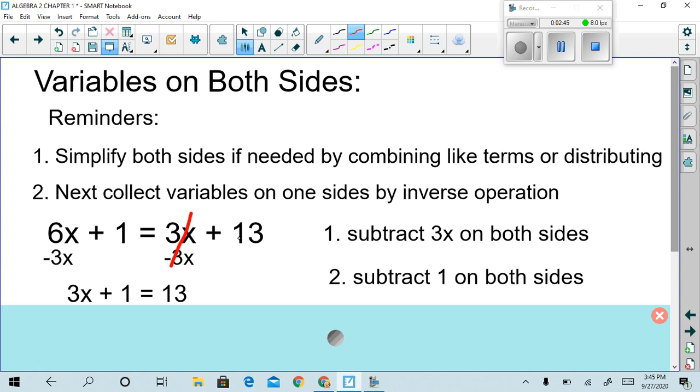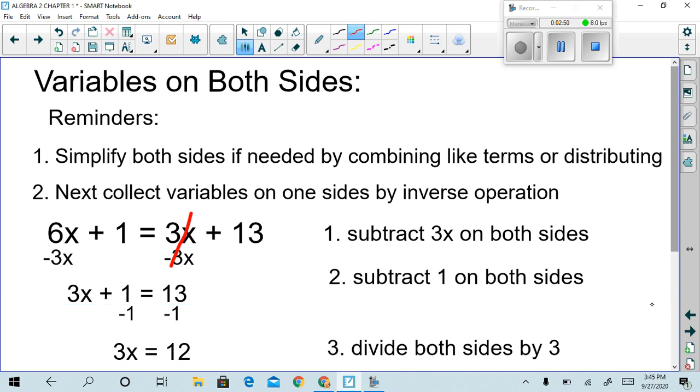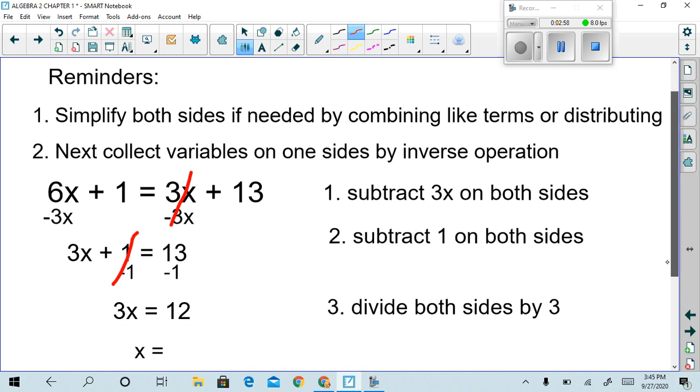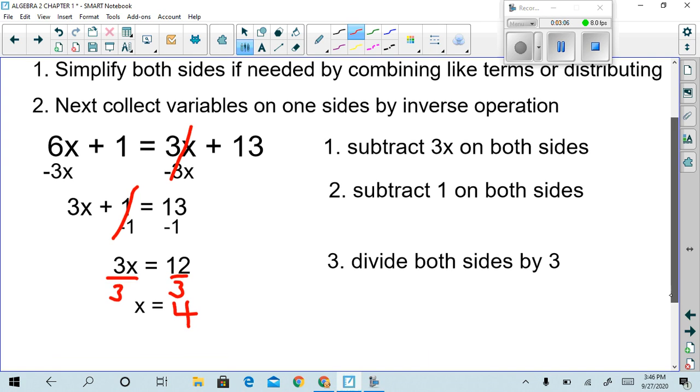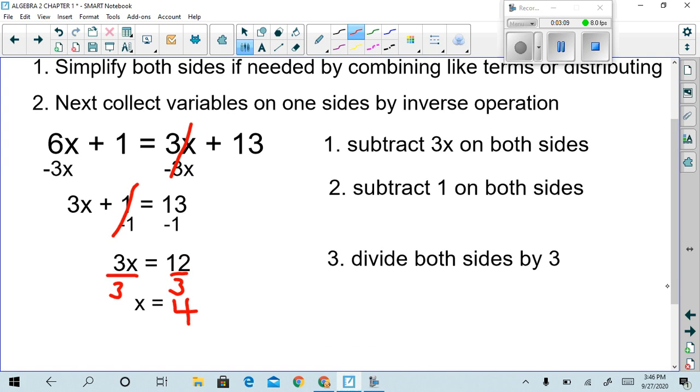Now this looks like the problem on the previous slide. Subtract 1 on both sides. It will cancel on the left, and you're left with 3x is equal to 12. One more inverse operation to get that variable alone, and you will divide both sides by 3. X will be equal to 4. So again, nothing to simplify, but there were variables on both sides.